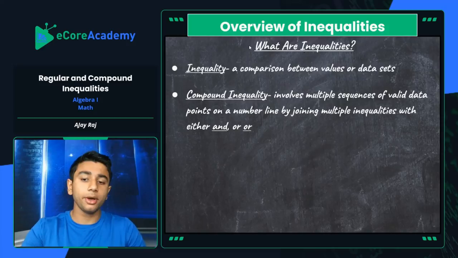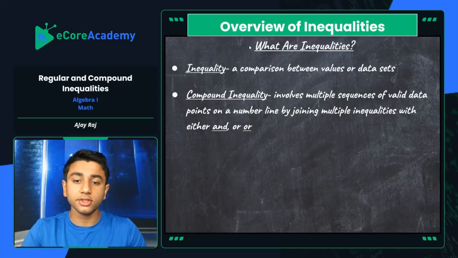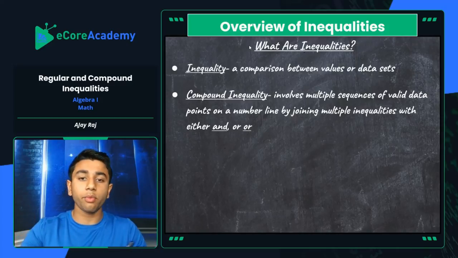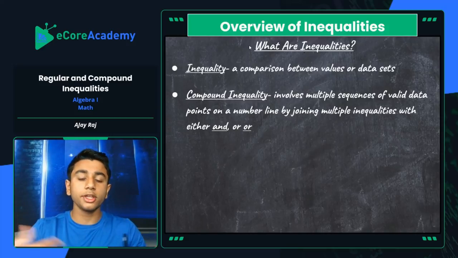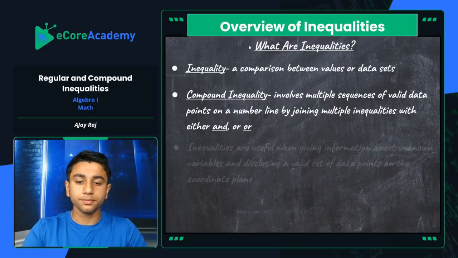And specifically, a compound inequality involves multiple sequences of valid data points on a number line by joining multiple inequalities with either and or. So this has to do with multiple sequences of basically 2 or more inequalities given. In this case, we're going to be focusing on 2 inequalities for these compound inequalities when these 2 inequalities are essentially joined together on the same number line. What exactly do they represent? Will they coincide? Do they have definitive endpoints? Or are they completely 2 separate inequalities? And we'll show you how exactly they might compare.